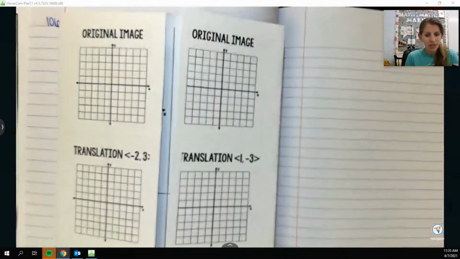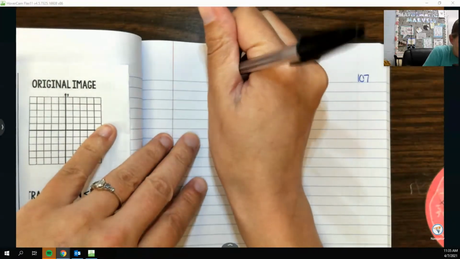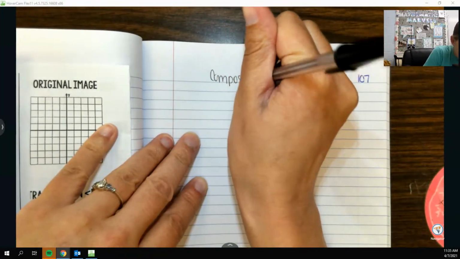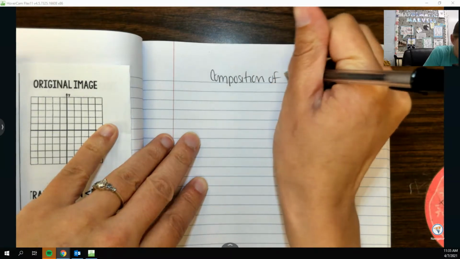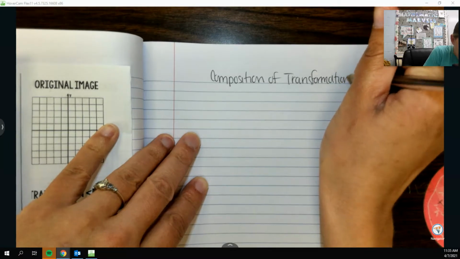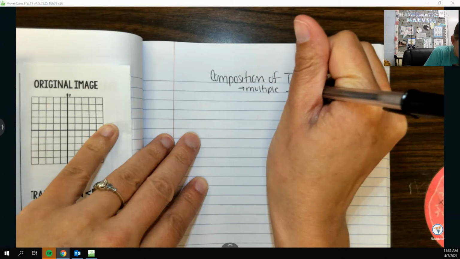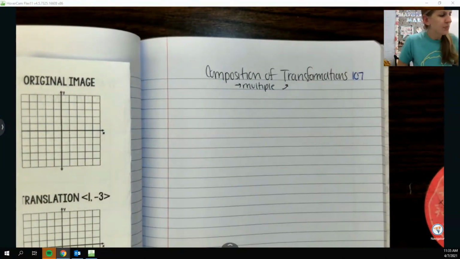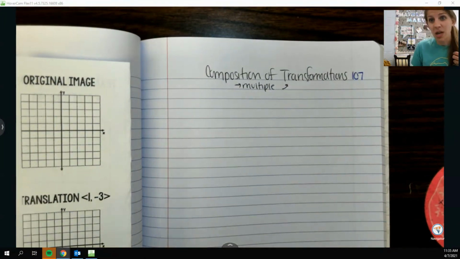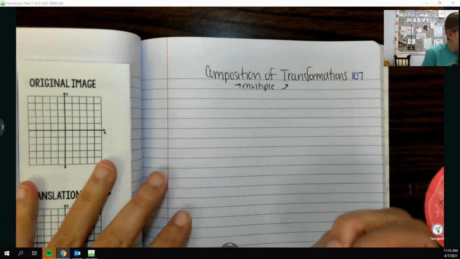So turning to 106 and 107, I actually want to start on 107 and we're going to write down a couple of things. We have our composition of transformations, which again just means multiple transformations, like we're going to do more than one. The big thing that we have to talk about with compositions is what the notation looks like. What is correct mathematical speak when we're talking about multiple transformations?